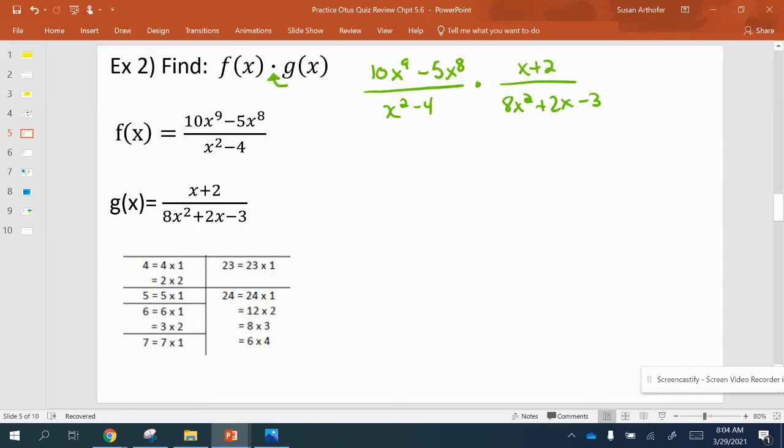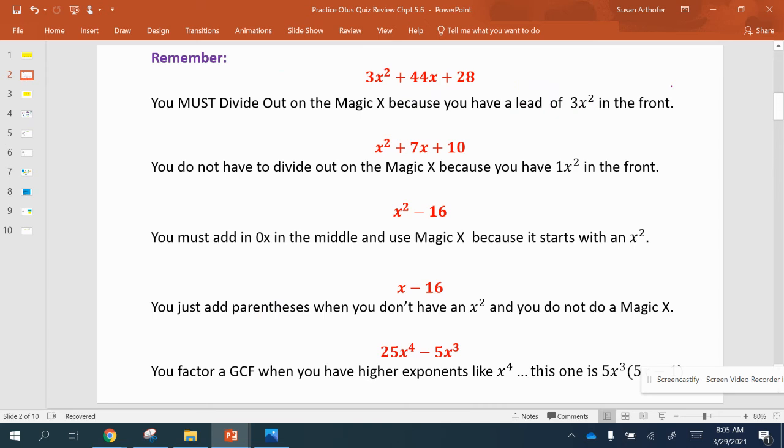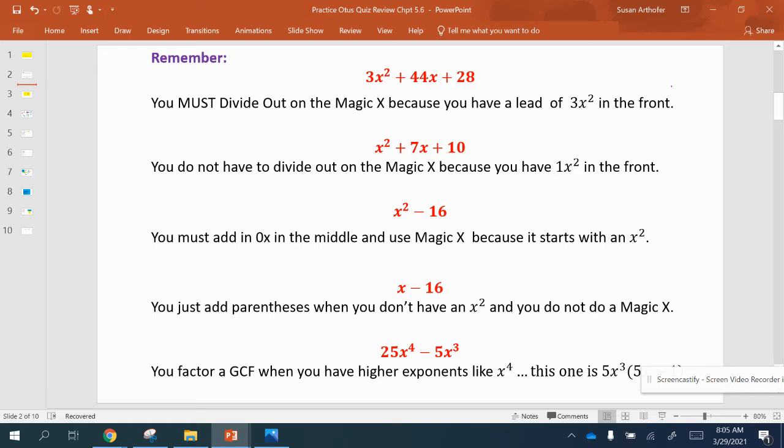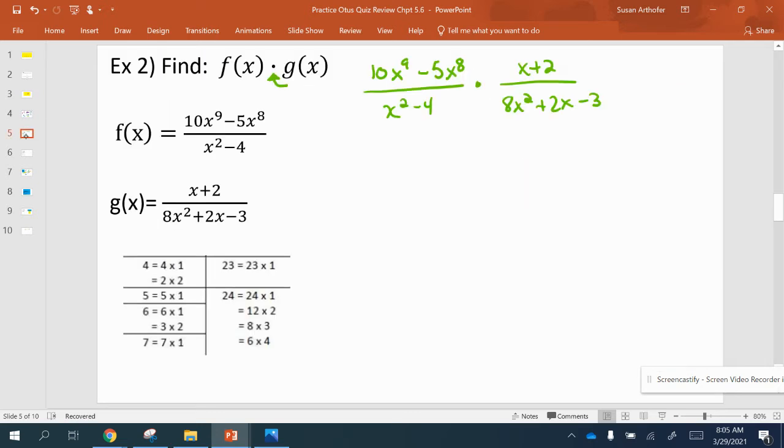I'm going to draw on here just what kind of factoring there is. And again, we're referring back to this sheet. So on this one, we have one of everything. Well, one of almost everything. So we have GCF factoring on the bottom. We have to add in the 0x, and we have divide out. Right here, because it has x to the 9th, we know that's GCF. Right here, we have to add in 0x. Right here, we just add parentheses, and we know that because it does not have x squared. It's just a plain x. And this is magic x with divide out.